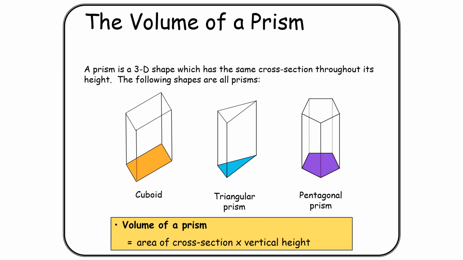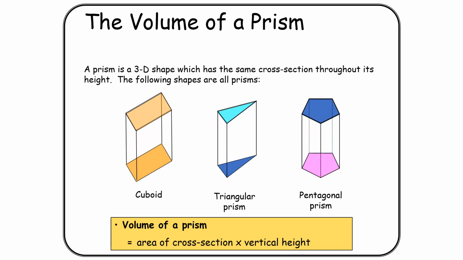Hello everyone. In this video I am going to explain how to find the volume of a prism. A prism is a 3D shape which has the same cross section throughout its height. The following shapes are all prisms. You can observe they have the same cross section throughout its height.